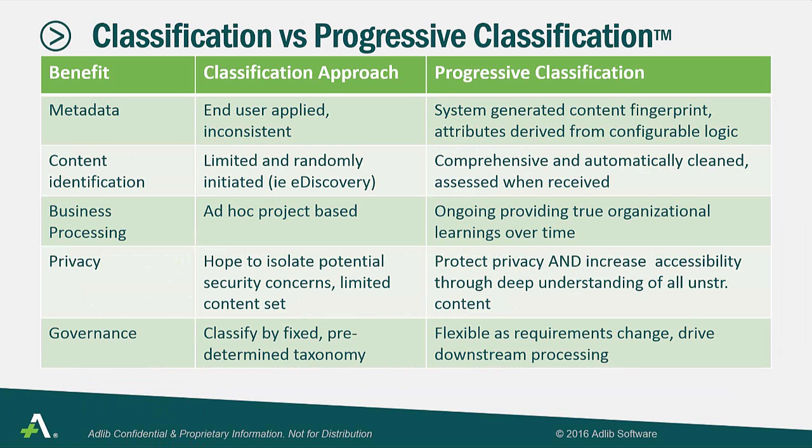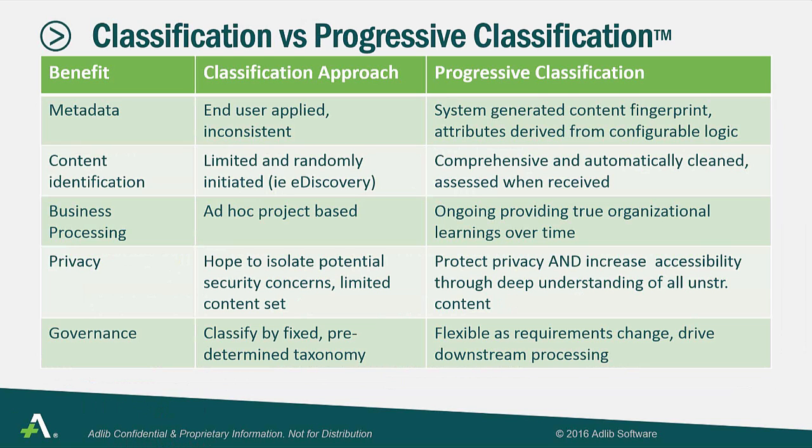Identifying the content has historically been kind of limited and randomly initiated, so sometimes people think of classification, and it's usually on a very finite basis, on a project basis, or focused on a particular format. What we're talking about with progressive is support for all of that unstructured content, making it comprehensive and automatic as much as possible. The business processing, whether going from ad hoc to being something that's a true organizational service that can be taught and can learn over time and can adjust to changes in business or regulations.